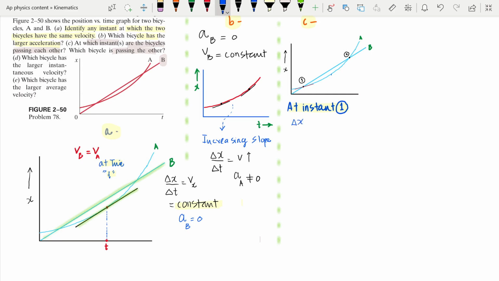It clearly means that the slope is less. So delta x over delta t for car A at the instant 1 is less, because you have seen the tangent line is less steep. So this is more, delta x over delta t for B. So it means that at the instant 1, VA is less than VB. So it means the bicycle A is moving slowly. Maybe it's behind, and B is heading A at the instant 1.